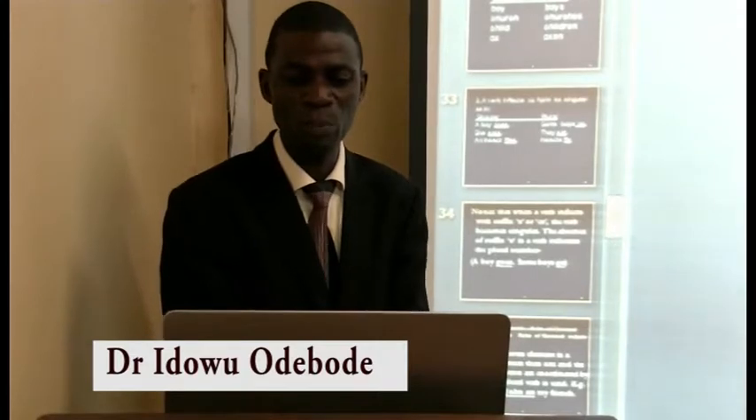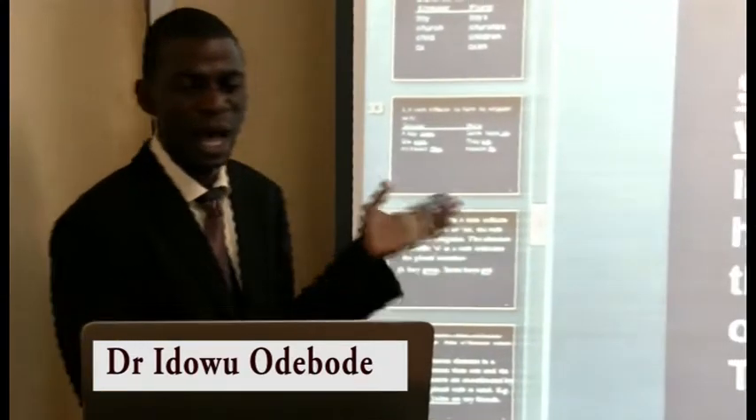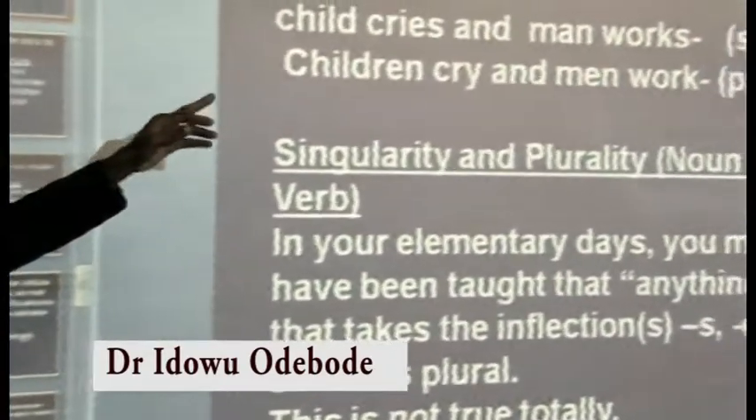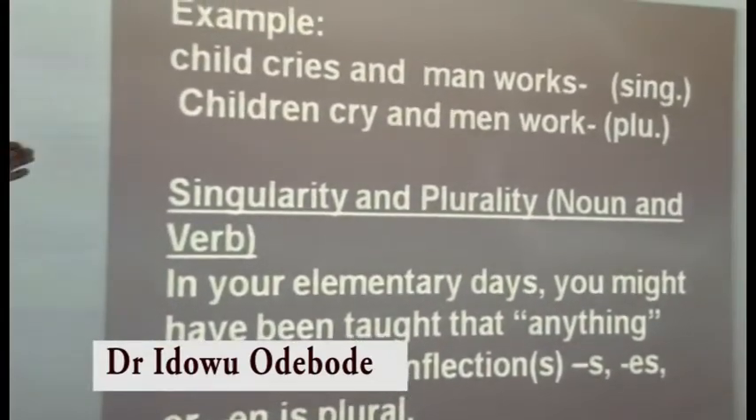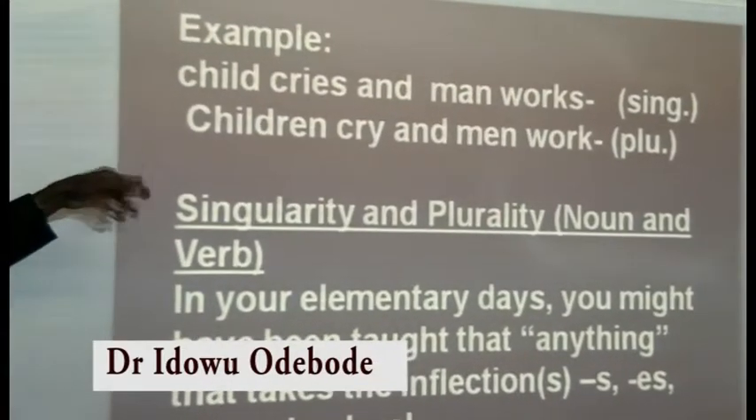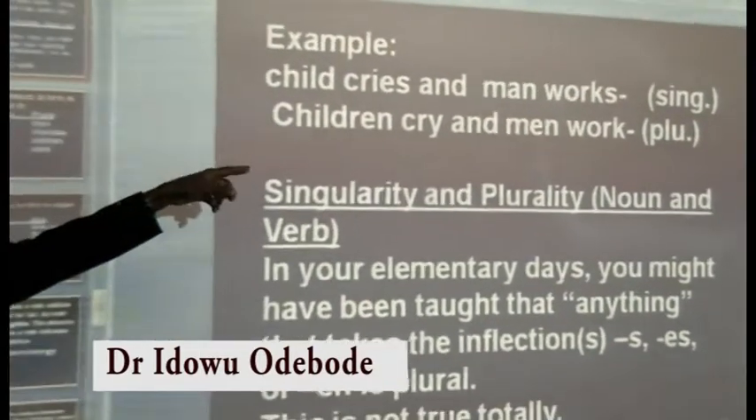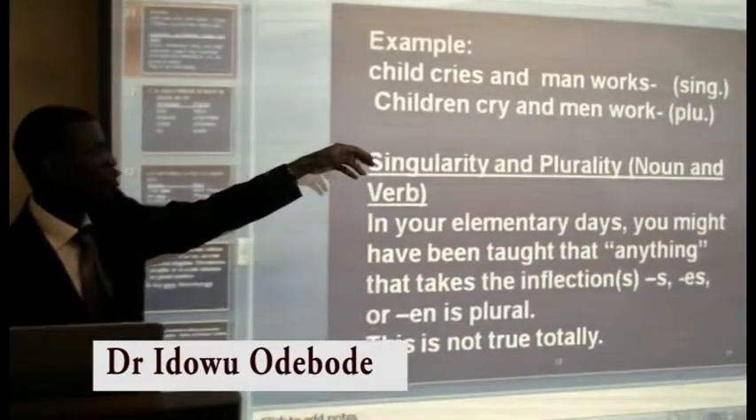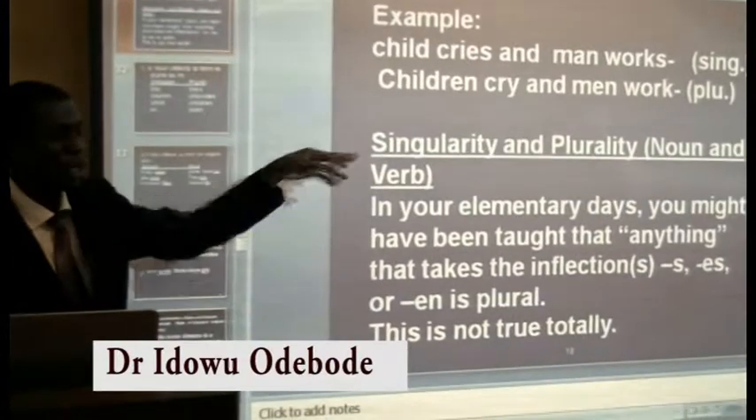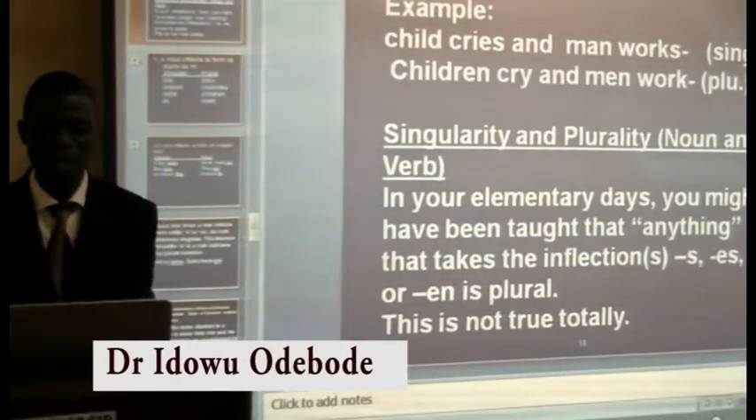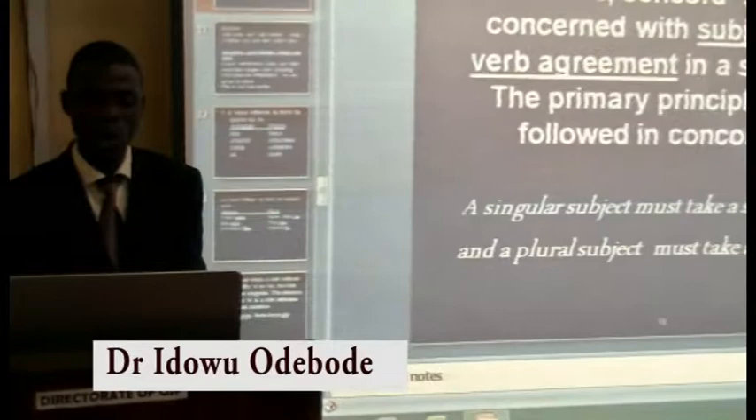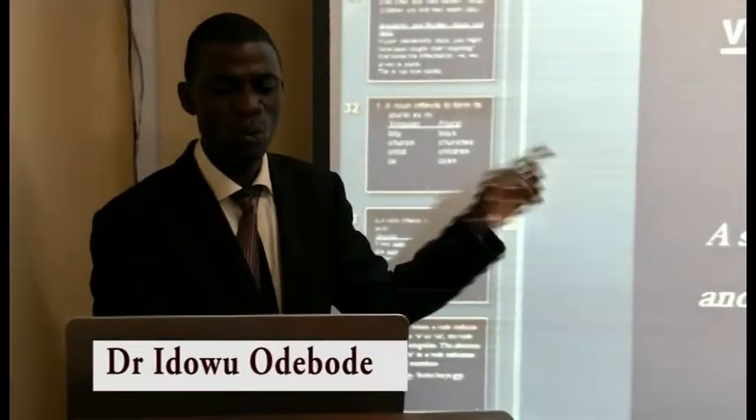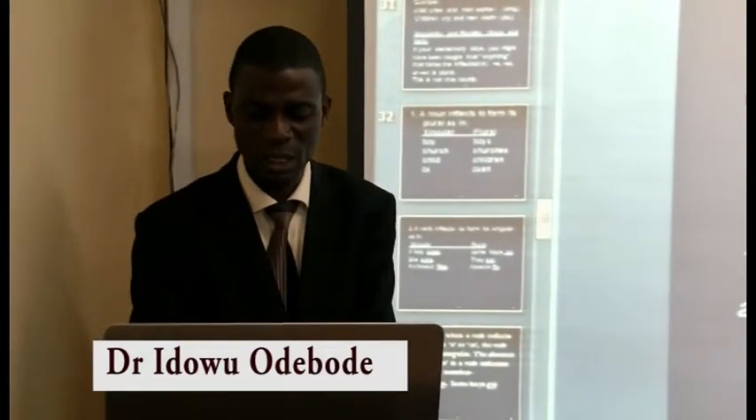In the second example, children cry and men walk. Children is a plural noun and cry is a plural verb. Men, in that order, is also a plural noun, while walk is a plural verb. This therefore establishes our rule that a singular subject must take a singular verb, while a plural subject takes a plural verb.